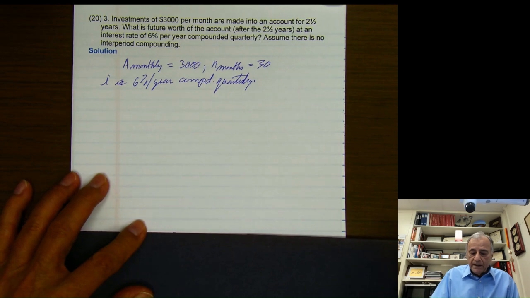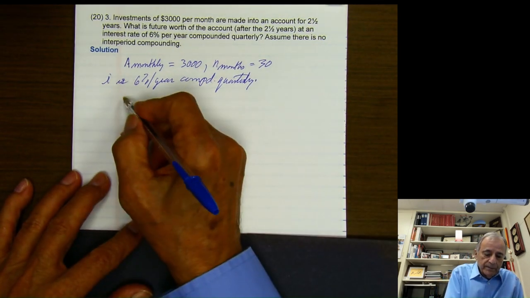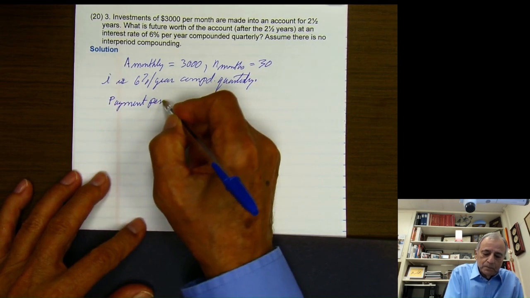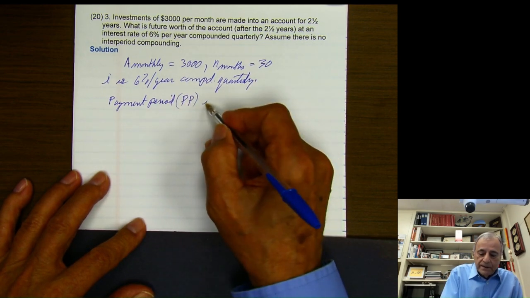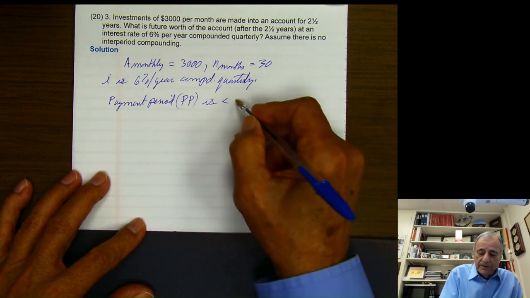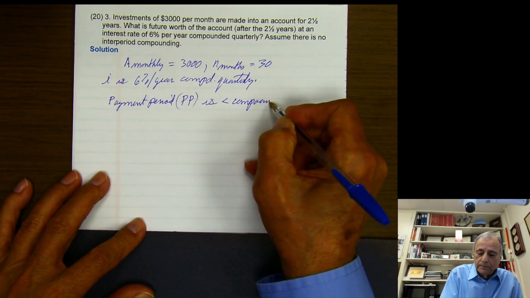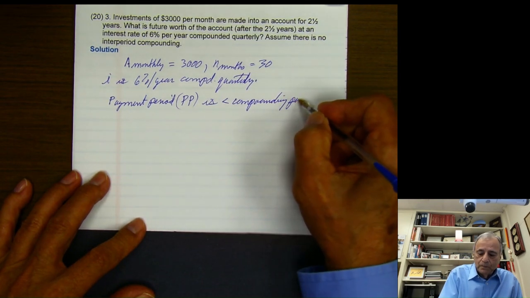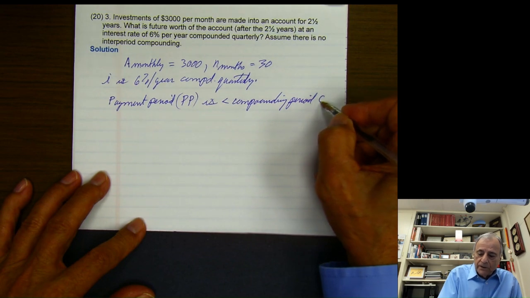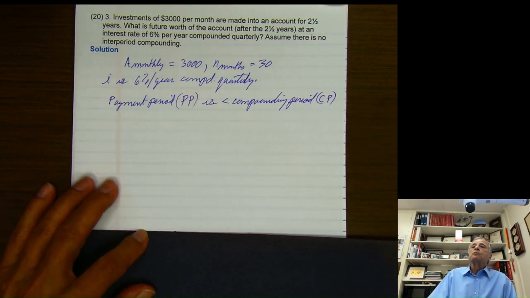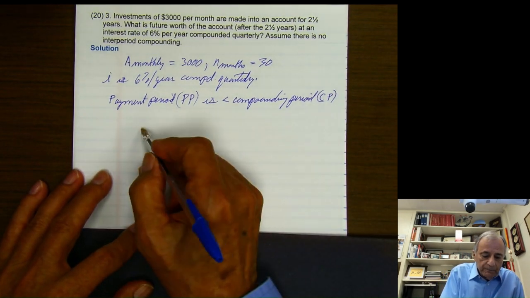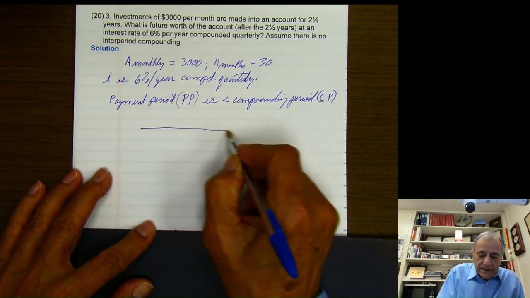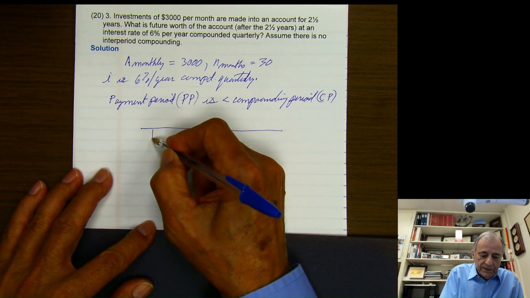So what we realize now is that our payment period, which the author designates PP, is less than the compounding period. He calls CP. In that case, we have to move the payments. So let's draw the cash flow diagram. We have investments, that's negative cash flows of $3,000 a month.